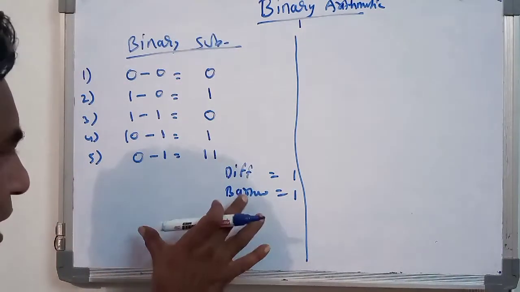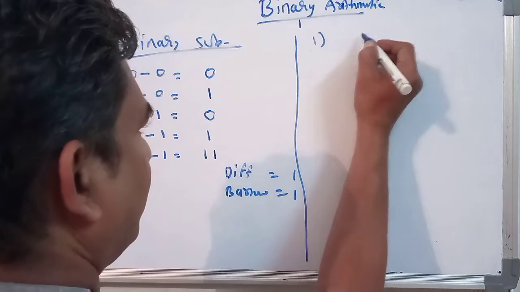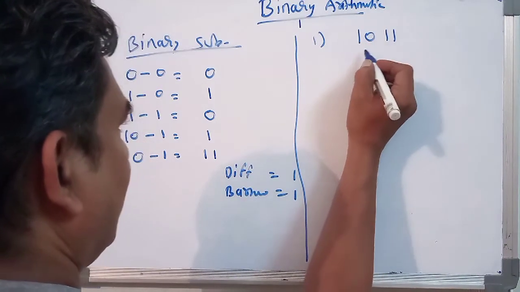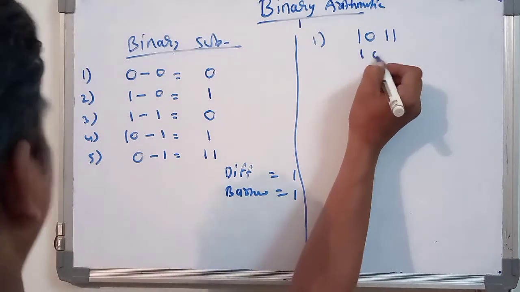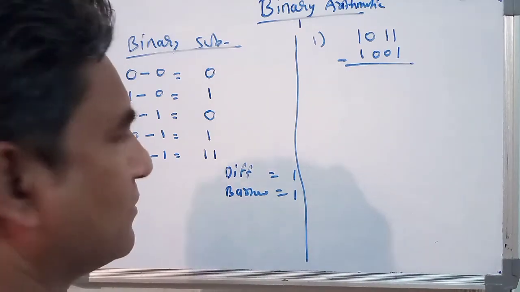From this particular chart, you are able to solve the example. So what will be the example? The first, suppose you have the value 1011 and the next value 1001. It is a minus.